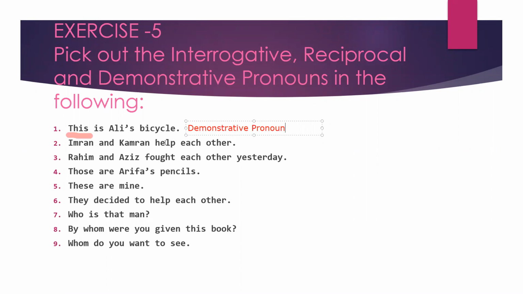Now we have the second sentence. Imran and Kamran help each other. We will underline the pronoun over here as well. So each other, yes, it is a pronoun. And the name of this pronoun is, who will help me? Yes, each other, one another, I told you, it's a reciprocal pronoun. We will write reciprocal pronoun over here. Good.